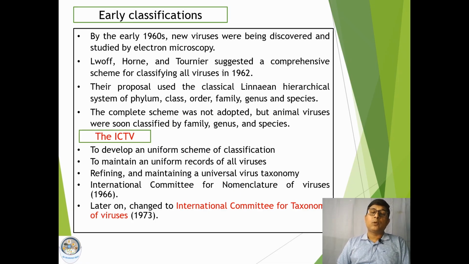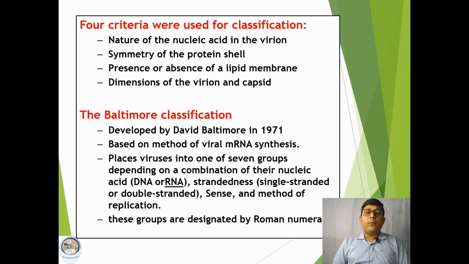This committee was originally formed in the year 1966, and its initial name was International Committee for Nomenclature of Viruses. Later, in the year 1973, it was changed to International Committee on Taxonomy of Viruses. Four principal criteria are used for virus classification, namely the nature of the nucleic acid, the symmetry of the protein shell or capsid, presence or absence of the lipid membrane, and dimensions of the virion.